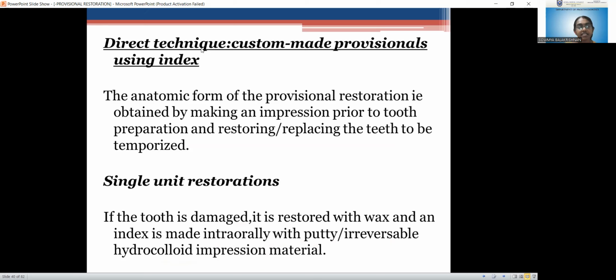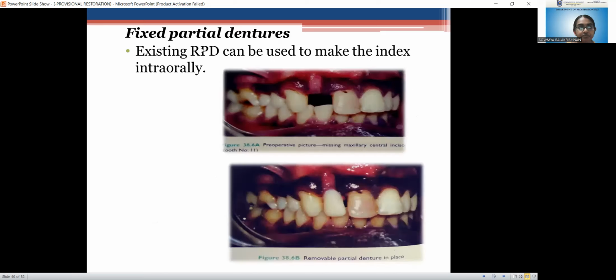Next is the direct technique using custom-made provisional materials using an index. In this case, the anatomic form of the provisional restoration is obtained by making an impression prior to the tooth preparation and restoring or replacing the teeth to be temporized. That means how to plan for single unit restorations. If the tooth is damaged, first of all we restore the tooth with wax, and the index is made intraorally with a putty or irreversible hydrocolloid impression material.